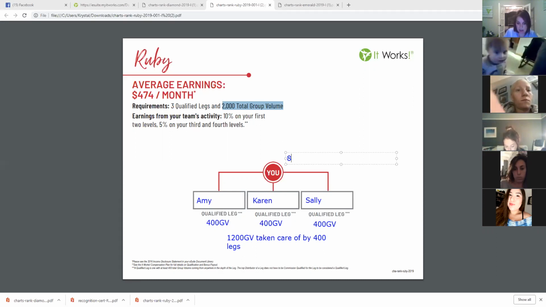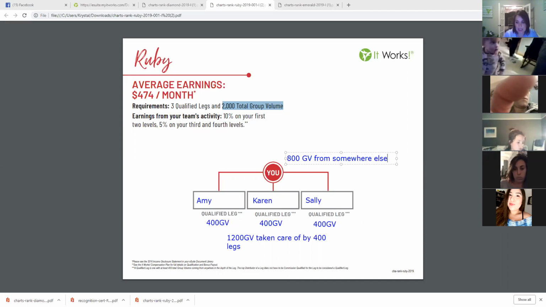And I'm just going to type this out so that if you guys want to take screenshots of this, you can. I did take screenshots of it earlier for you guys, so I'll make sure to get that to you once I post the recording. But 800 GV has to come from somewhere else, okay?